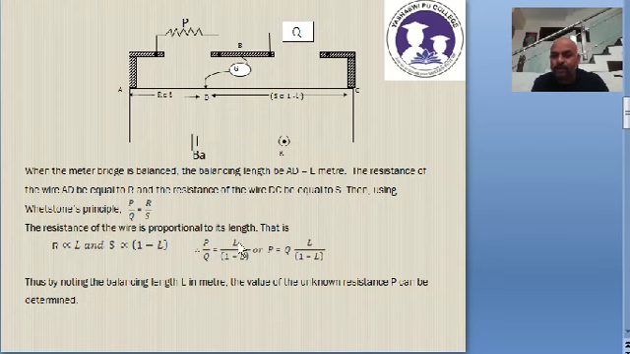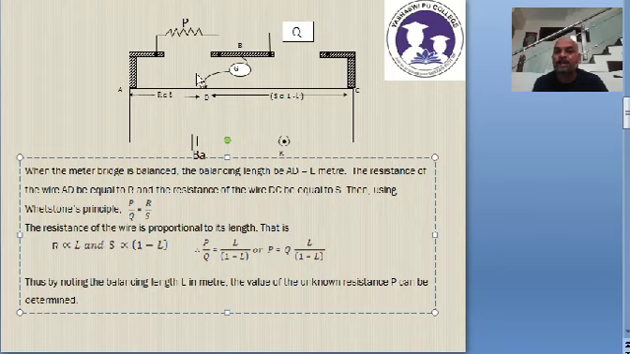So P by Q is equal to R divided by S. In place of R by S, you can write L divided by 1 minus L. I repeat, if you measure the balancing length in meters, you will take 1 minus L. If you measure the balancing length in centimeters, you will take 100 minus L. That is the difference. So now the value of P is equal to Q times L divided by (1 minus L). If you know the values of Q and L, the unknown resistance P can be calculated.